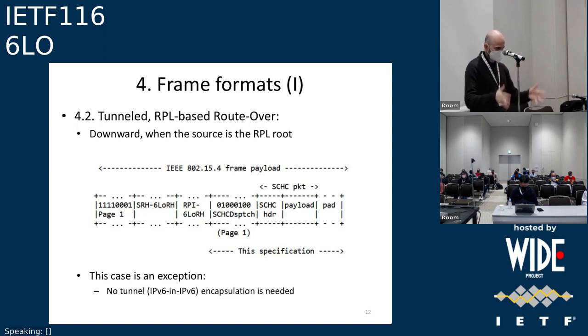So the format is the one you can see on the slide. What you can see is actually the 15.4 frame payload, which starts with a page switch indicating we are in page 1 to allow compression by means of 8138. Then the corresponding source routing header and the RPL information fields compressed with 6LO RH. And then there would be the SHIC dispatch, and after that, the SHIC compressed packet. Next, please.